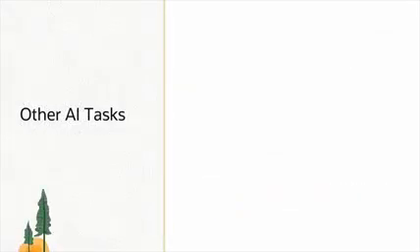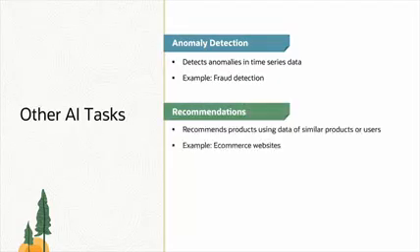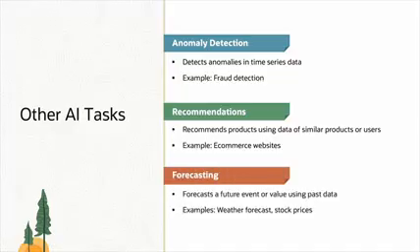Some other AI tasks. Anomaly detection. Time series data is required for anomaly detection, and it can be single or multivariate for fraud detection, machine failure, etc. Recommendations. You can recommend products using data of similar products or users. For recommendations, data of similar products or similar users is required. Forecasting. Time series data is required for forecasting and can be used for things like weather forecasting and predicting the stock price.